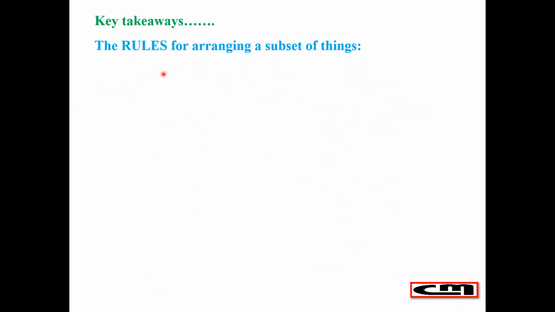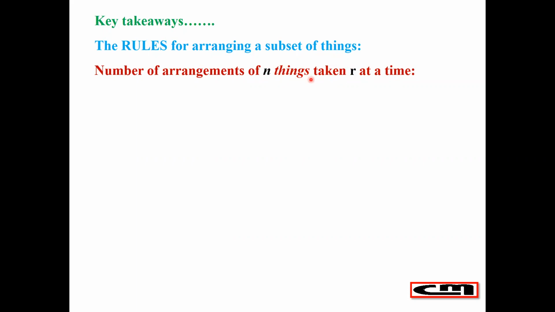Let's now look at the key takeaways from this presentation when it comes to the rules for arranging a subset of things. These 2 rules are there when we arrange subsets of things. That is what should be important to you. Then we are saying the number of arrangements of n things taken r at a time, because we are responding to the idea of arranging a subset of things. These are the things, the subset is r.